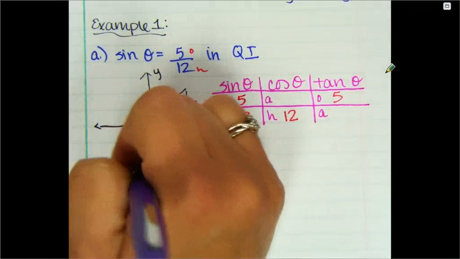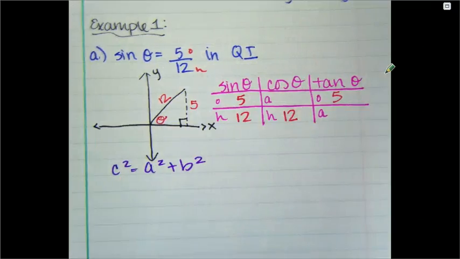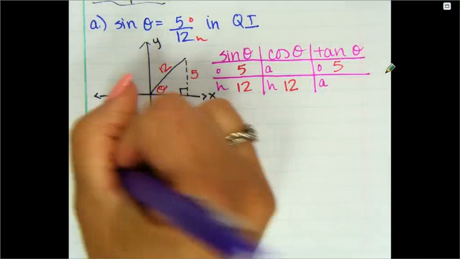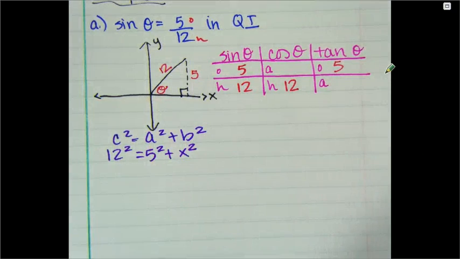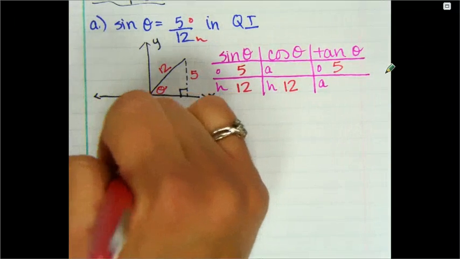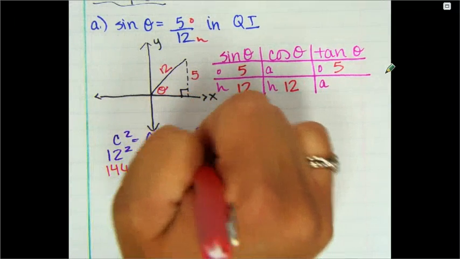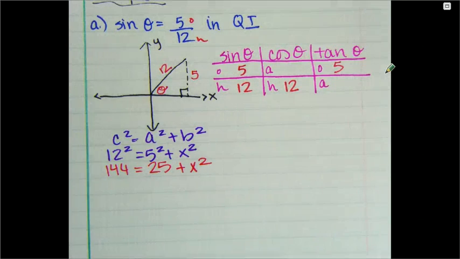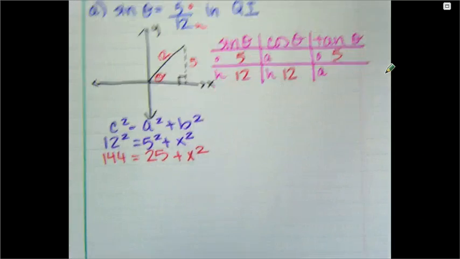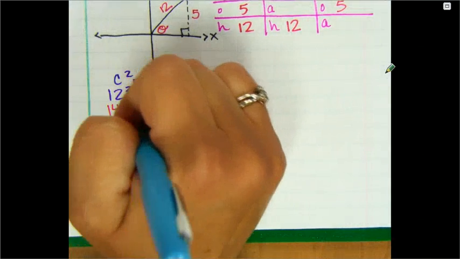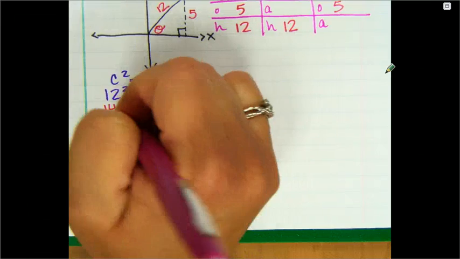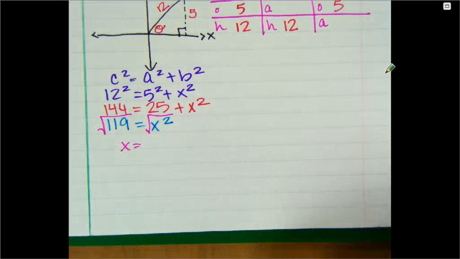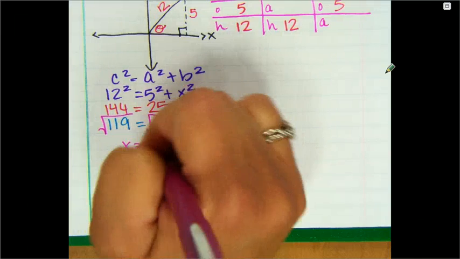So we do c squared equals a squared plus b squared. What's c? What's a? Plus x squared. What is 12 squared? What's 5 squared? Equals. What do you do now? Subtract 25, what do you get? 119 equals x squared. Now what? You square root it. So x equals what? Square root of 119.